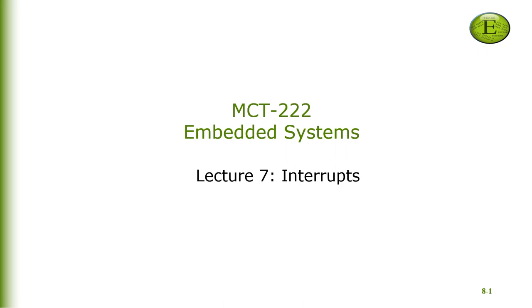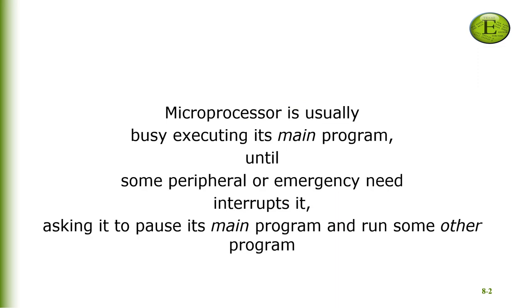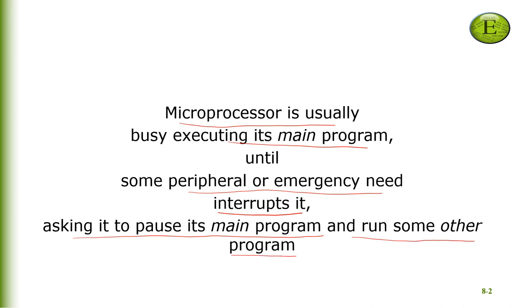Welcome to Lecture 7 of Embedded Systems, which is about interrupts. In computing terminology, the word interrupt literally means to interrupt the microprocessor. That's because the microprocessor is usually busy executing its main program until some peripheral or emergency need interrupts it, essentially asking it to pause its main program and instead run some other program. Once that program is complete, the microprocessor may be allowed to resume its main program.